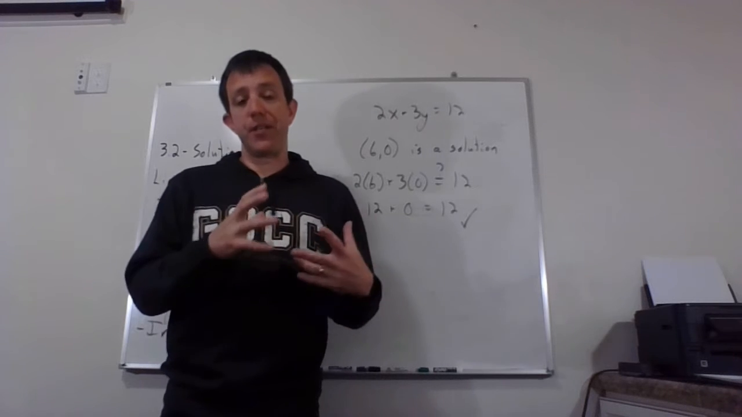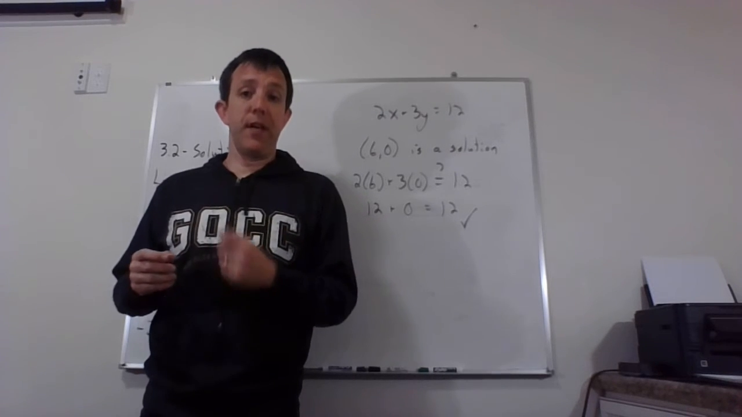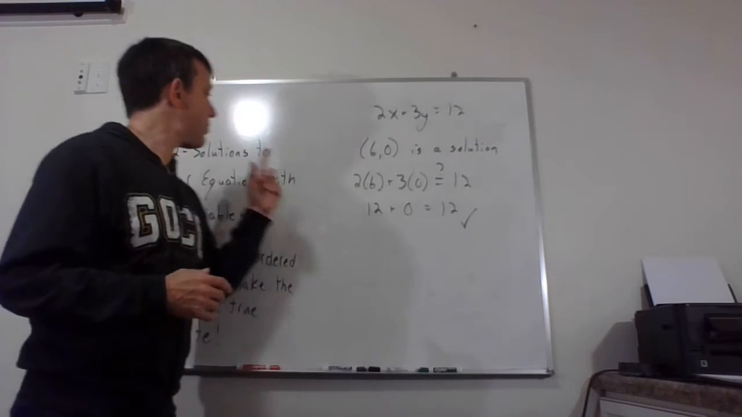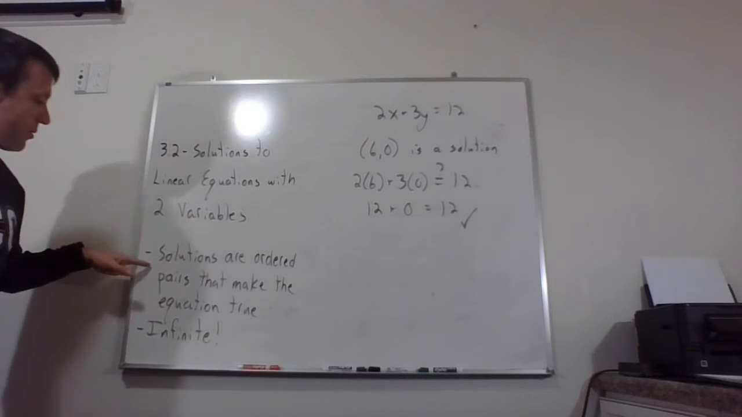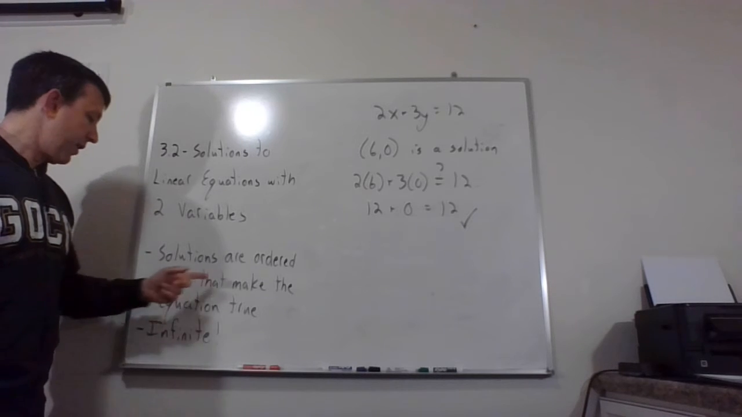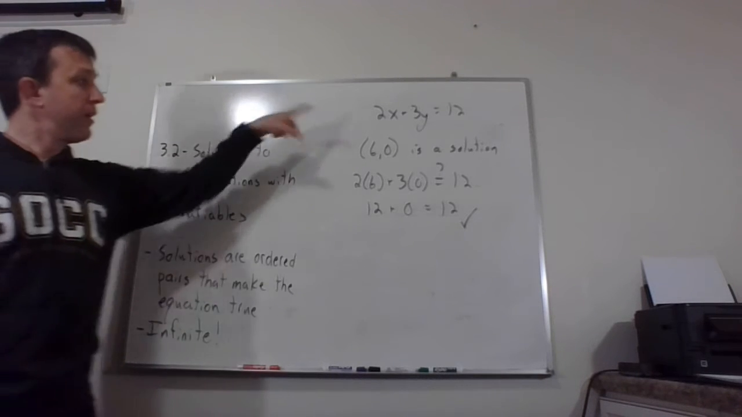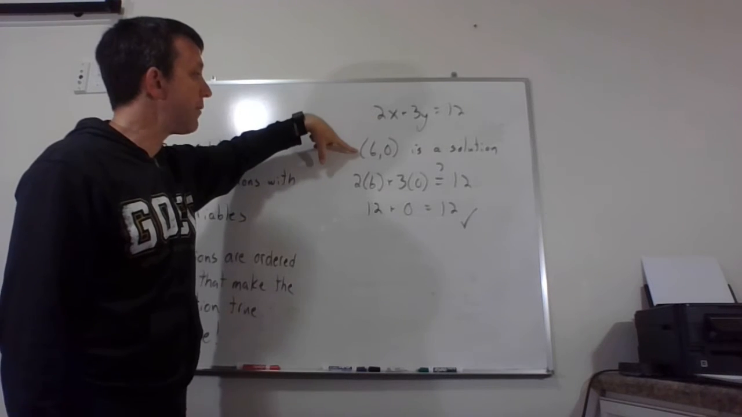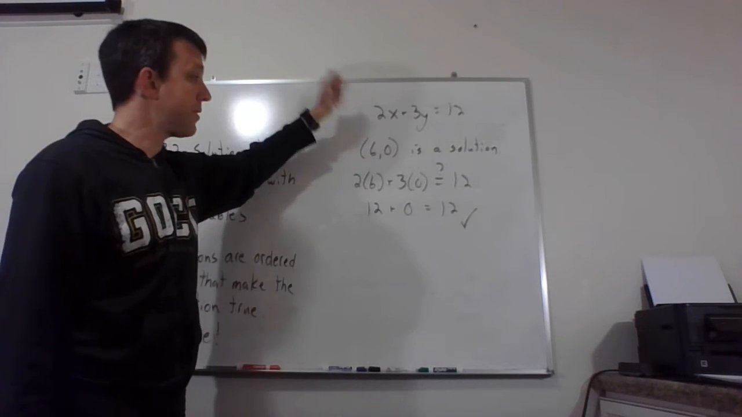And so in the last section, we learned to put points on a graph, and that's going to be the first tool that we need. And now we're going to start exploring what solutions for these things look like. So solutions are ordered pairs that make the equation true. So for instance, on this one, I have 2x plus 3y is equal to 12. (6, 0) is a solution.